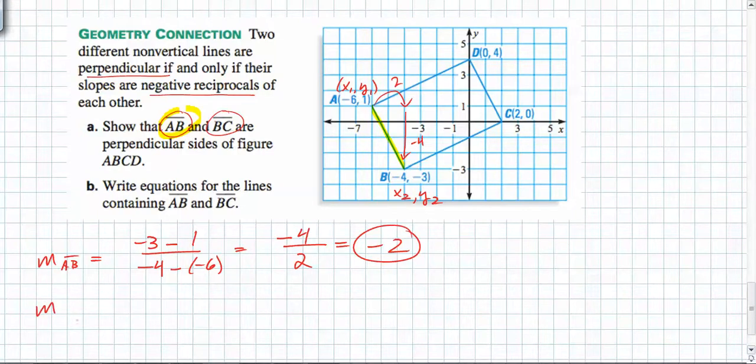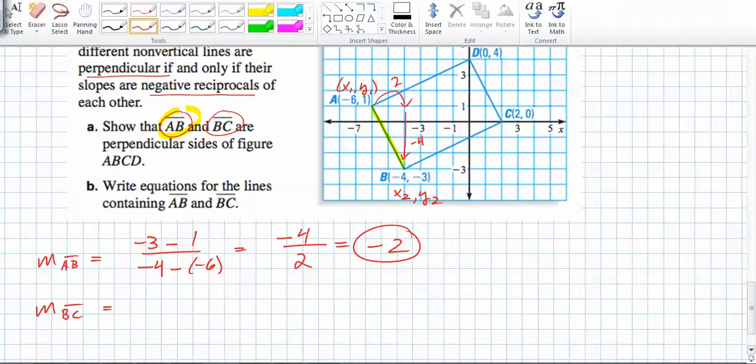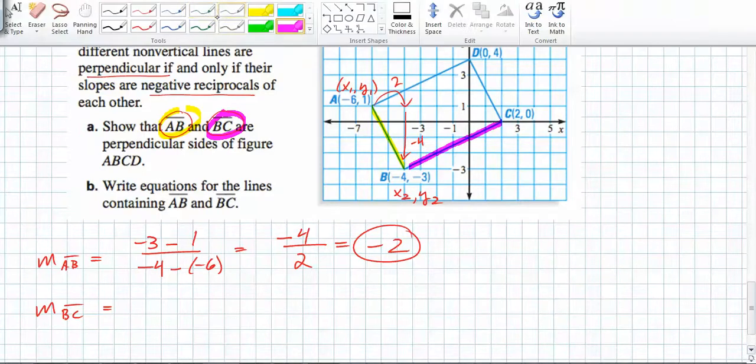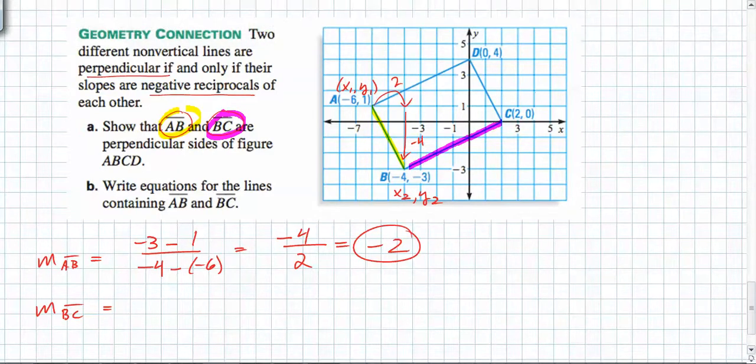What about the slope from B to C? So that line, B to C, is going to be from here to here. So for this one, let's call this one x2, y2. We'll just relabel this because we're using it for a different slope, x1, y1.